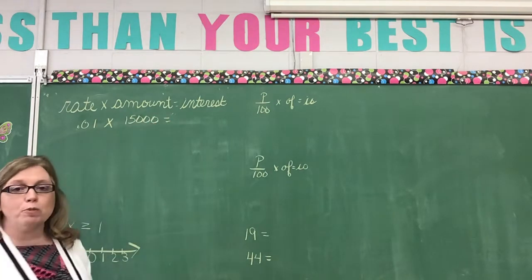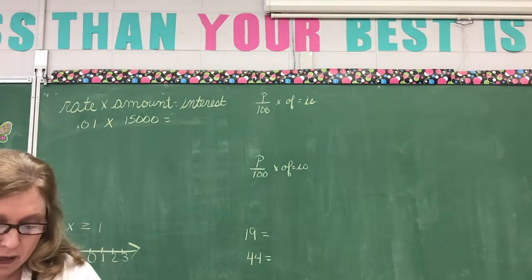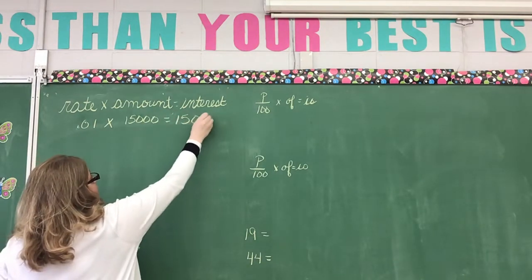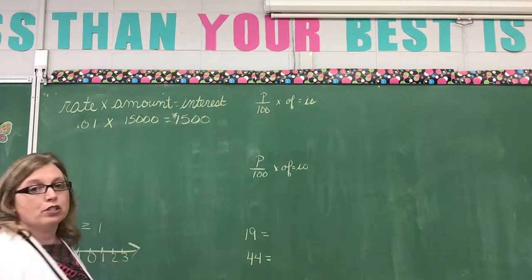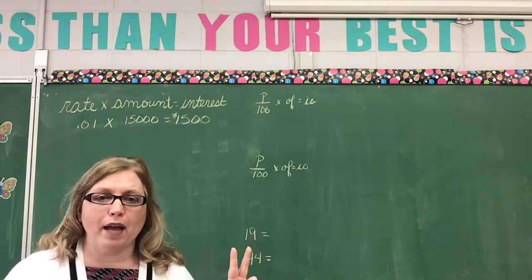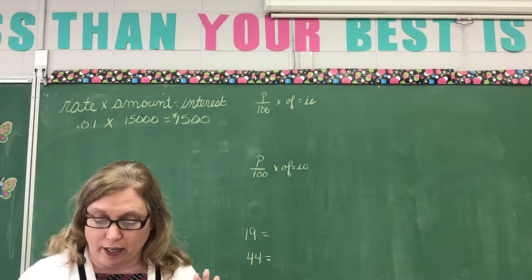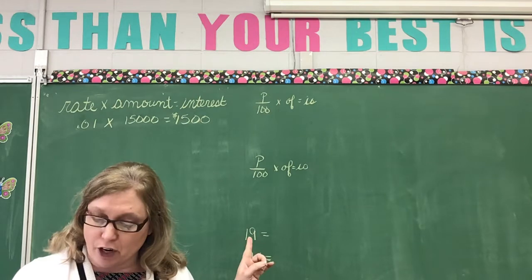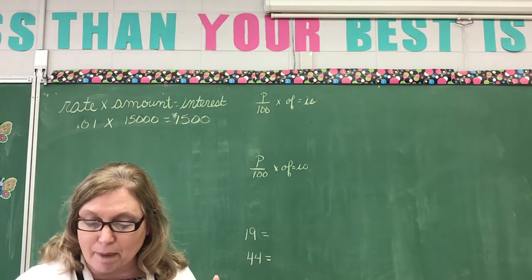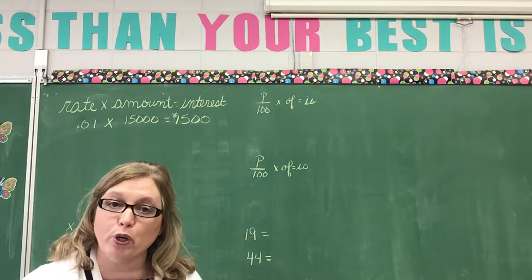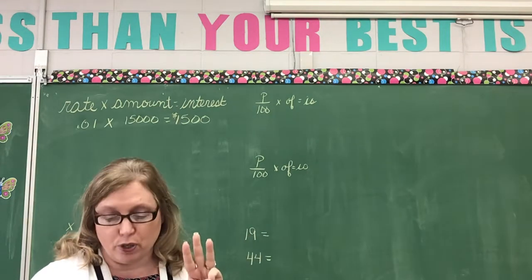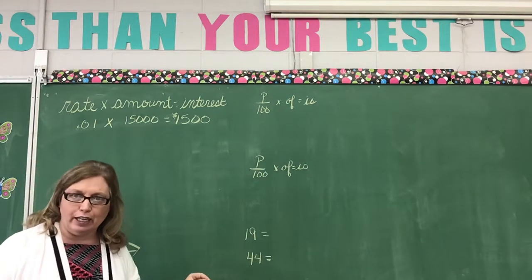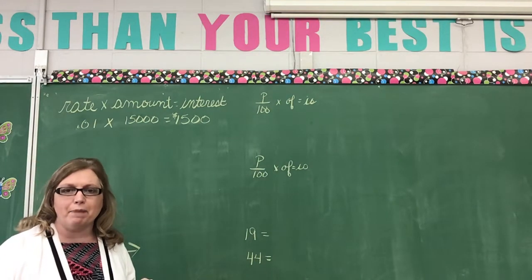Okay? When I multiply 0.1 times 15,000, I'm going to get $1,500. Okay? All I did was multiply those two numbers and I got 1,500. Now, my question is, how much interest did he get? $1,500. But my question, if you go back, it says how much money did he get when he withdrew his money after 3 years, okay? They pay him $1,500 each year he leaves it in the bank, okay?